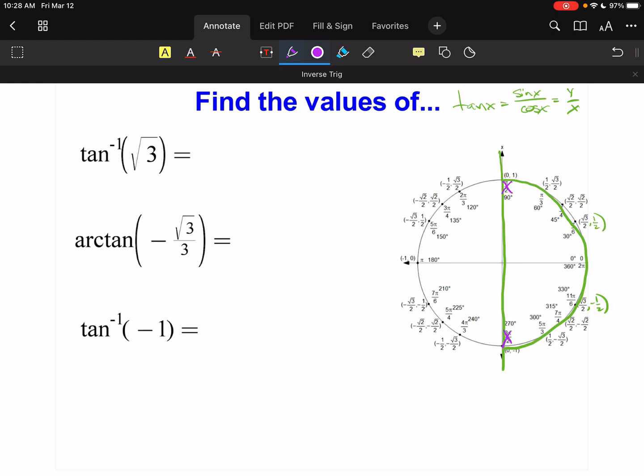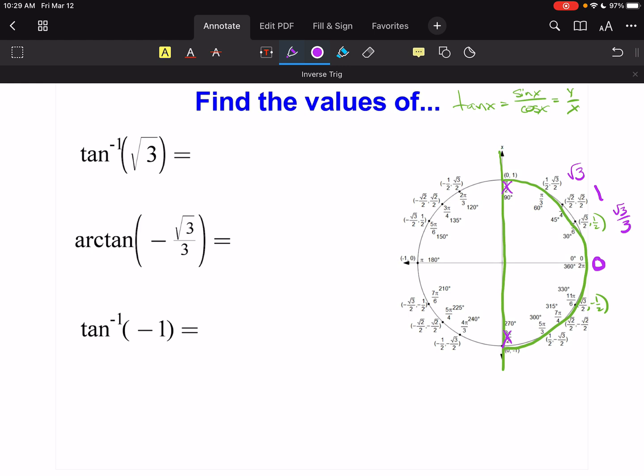So let's start at 0. This would be 1 comma 0. So 0 on top, 1 on the bottom. That would give me 0 for my tangent. 1/2 over the square root of 3 over 2, doing some of that math, we would get the square root of 3 over 3. Square root of 2 over 2 over square root of 2 over 2 would give me 1. And then the square root of 3 over 2 over 1/2 would leave me with the square root of 3.